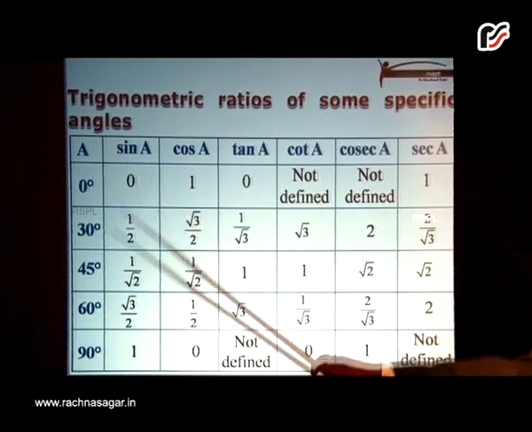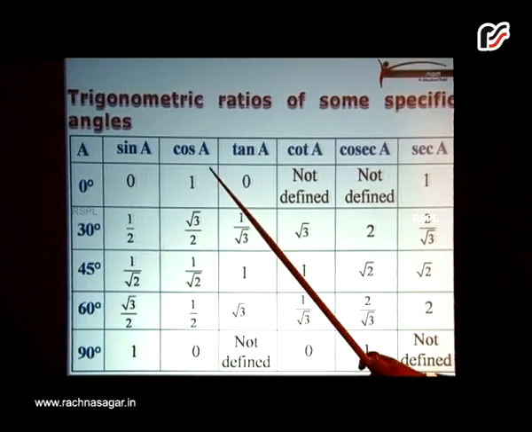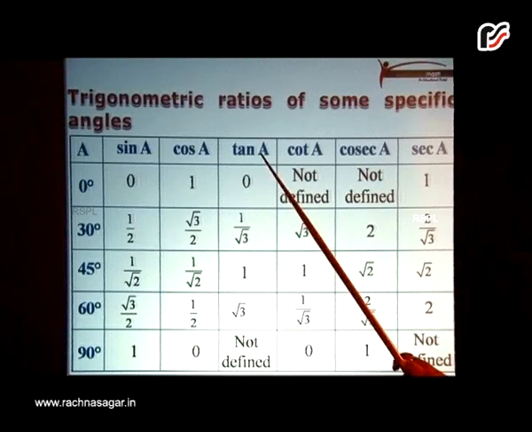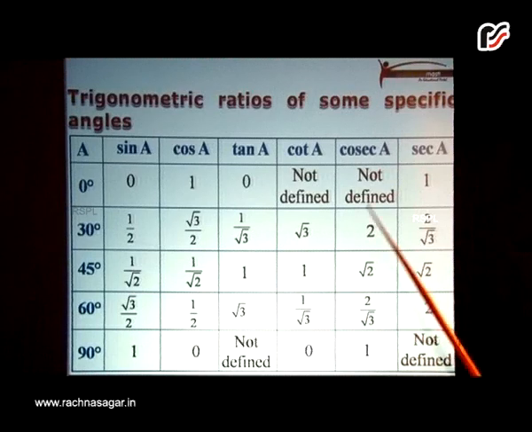When the angle is 60 degree, then the sine ratio for 60 degree is root 3 by 2, the cos ratio is 1 by 2, the tan ratio is root 3, the cot ratio is 1 by root 3, the cosec ratio is 2 by root 3, and the secant ratio equals 2.